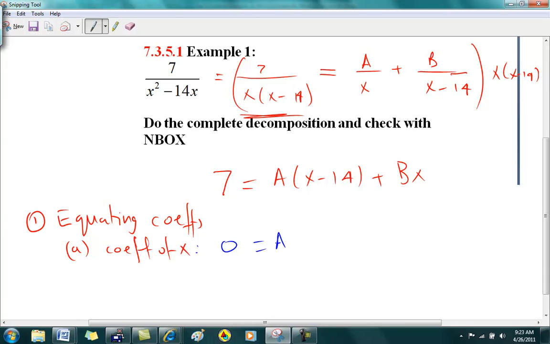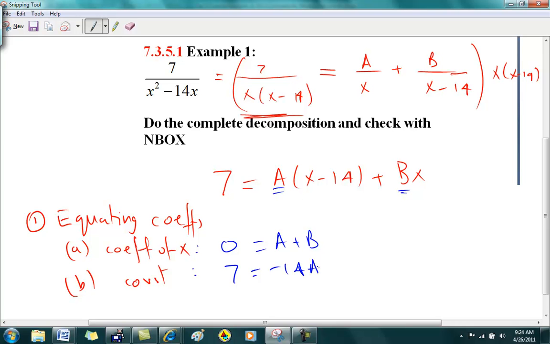Inside it is a plus b, right? A plus b. Part B, constant. Okay, constant on the left hand side is a 7. On the right hand side is a negative 14a.